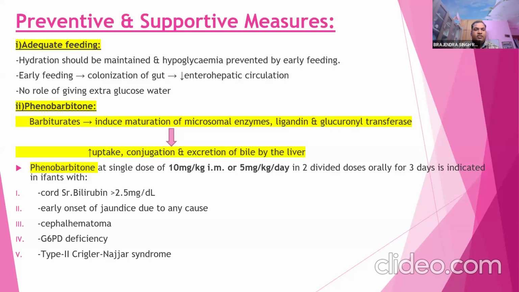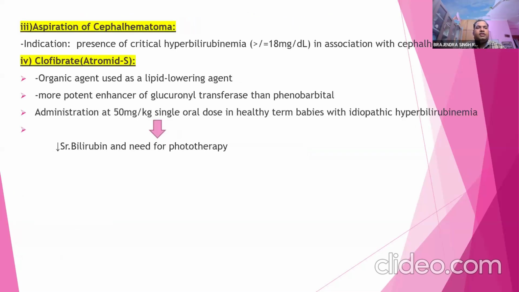And in case of phenobarb, we can also use it to induce enzymatic activity for the conjugation, and this should be used in these different conditions: serum bilirubin, cord bilirubin level more than 2.5, early onset of neonatal jaundice, cephalohematoma, G6PD deficiency, and type 2 Crigler-Najjar syndrome. And these are the other interventions, like aspiration of cephalohematoma and clofibrate, these drugs.